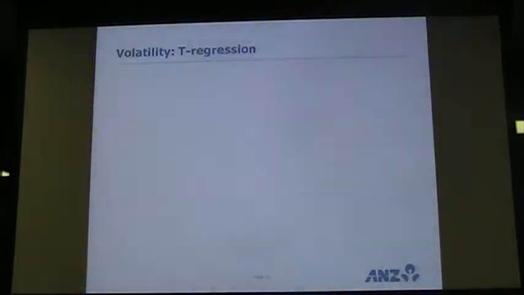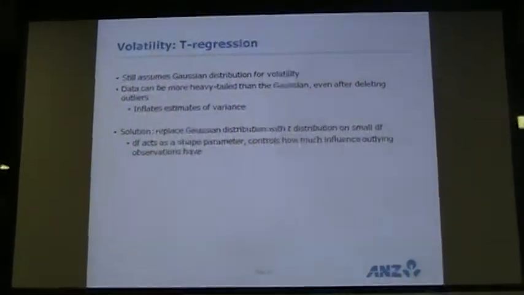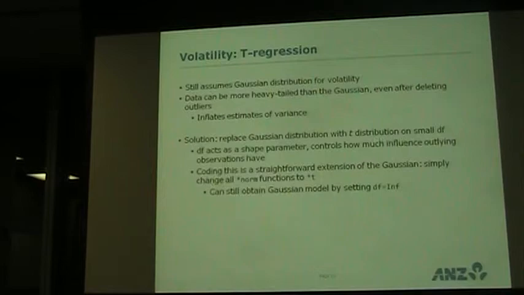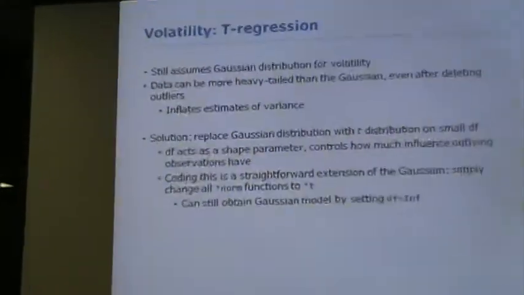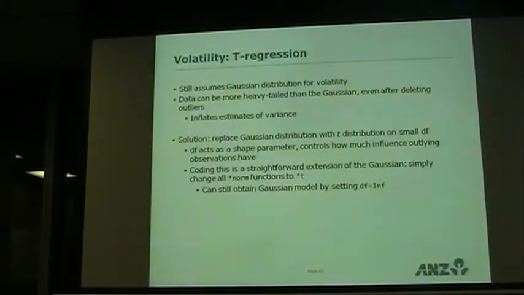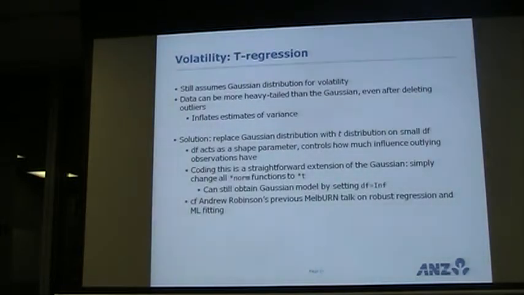So what I'm going to do is replace the Gaussian distribution with a t distribution on some small degree of freedom. The degrees of freedom acts as a shape parameter, controls how much influence these outlying observations will have on the result. And coding this is basically just a straightforward extension. I just replace all my normal distribution functions with t distribution functions. Nice thing about R is that I can still obtain the Gaussian model by setting my degrees of freedom to infinity. So here's, as mentioned before, this is all pretty much like what Andrew Robertson talked about a few months back.